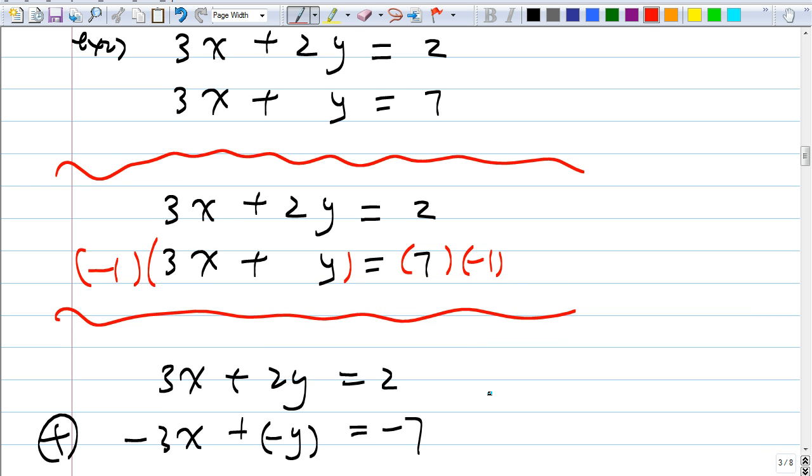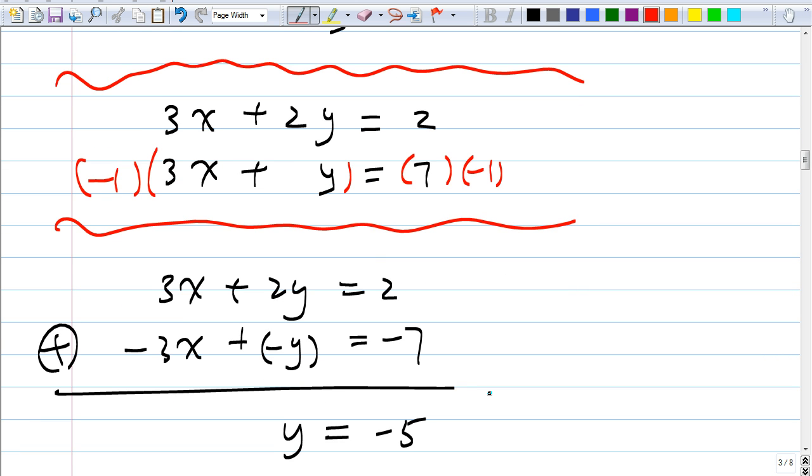Why is this nice? Ellie, why is this nice now? Yeah, in other words, when I add them together, what happens to one of the variables? It goes away, doesn't it? And isn't that what we wanted to do? And because we can multiply the bottom one by -1, you get this. Okay? Y equals -5. Isn't that right? Once we know y, could we figure out what x is?